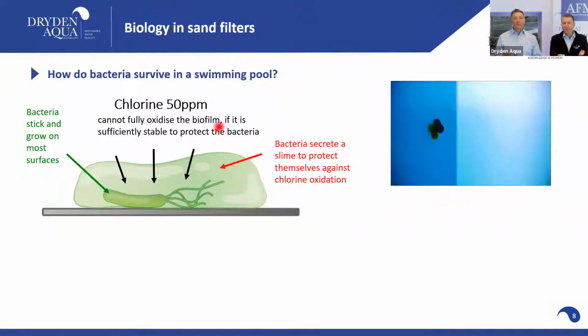Even a high chlorine concentration, up to 50 ppm, cannot fully oxidize this biofilm, because chlorine has to oxidize from outside to inside. Chlorine cannot penetrate the biofilm and kill the bacteria inside. It really has to eat through. And by this process, obviously, it loses concentration.